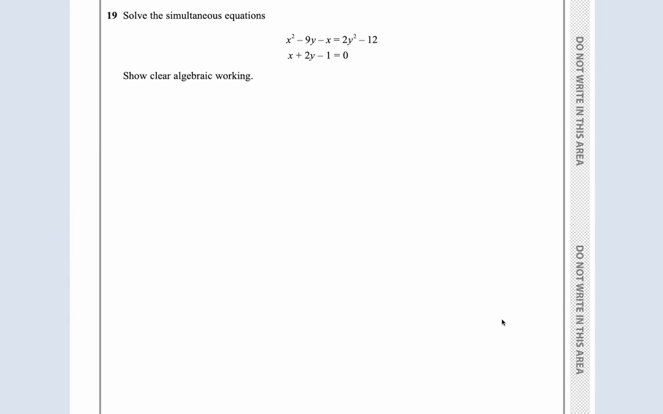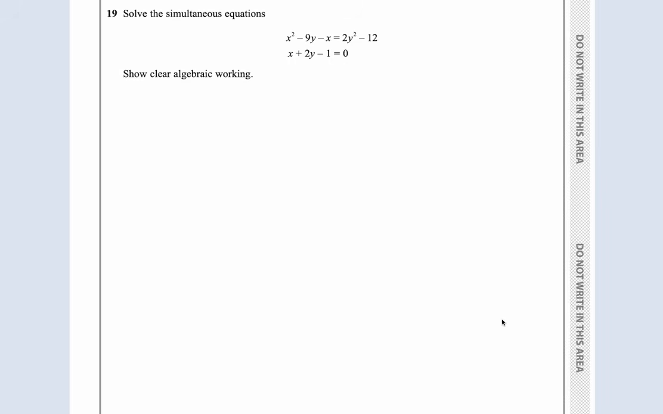Okay, question 19, simultaneous equations. These ones are never easy, but they are very often the same, or at least similar. Okay, what I do is I write, so I have x plus 2y minus 1 equals 0. I'm going to make x the subject. I'm going to write x in terms of y. So x is equal to, I'm going to add 1 to both sides and subtract the 2y. So add the 1, subtract the 2y.